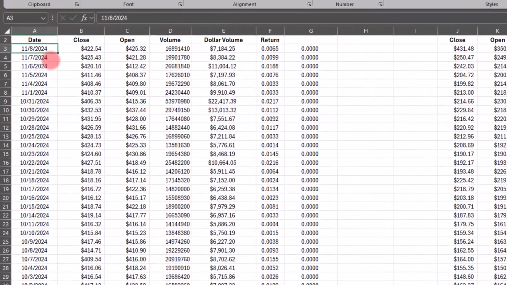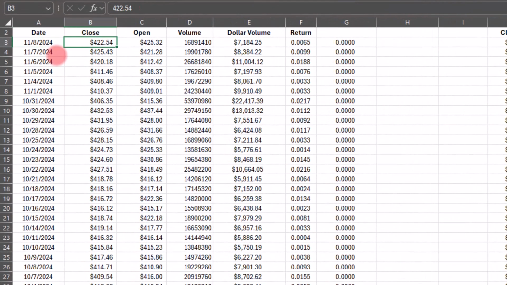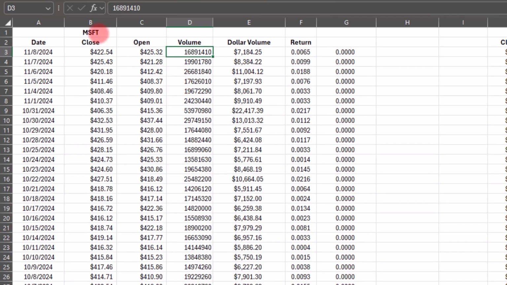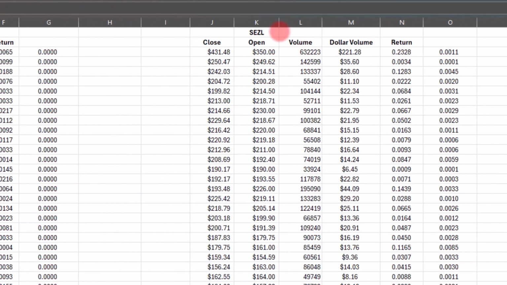So we need the closing price and the opening price. We do not need the high and the low. We need the volume, and that's really it. So I'm going to use Microsoft. That's going to represent my high liquidity stock. And then I'm going to do Sezzle.